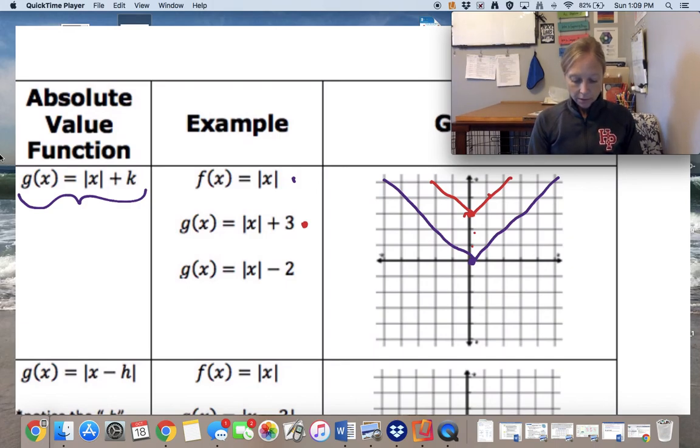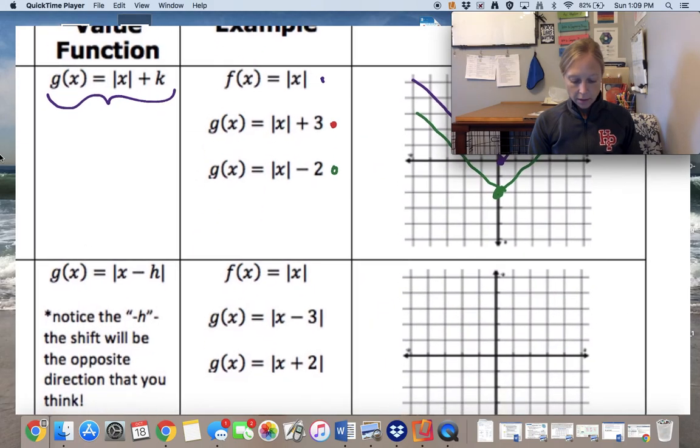Last one, absolute value of x minus 2. So instead of starting at 0, 0, this time we'll go down 2, and our graph will start at negative 2 and keep that slope of 1. Let's look at horizontal translations next.